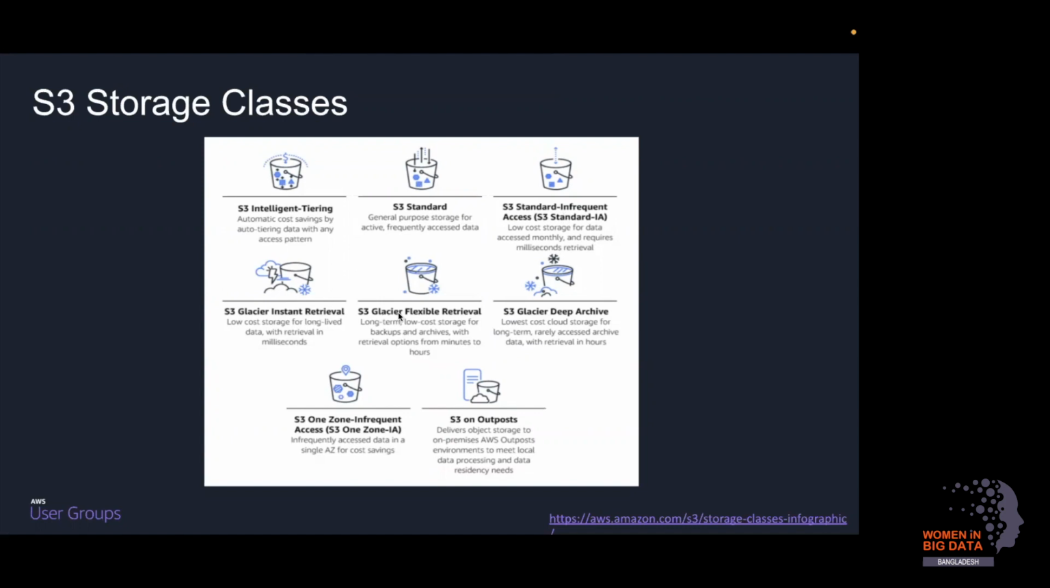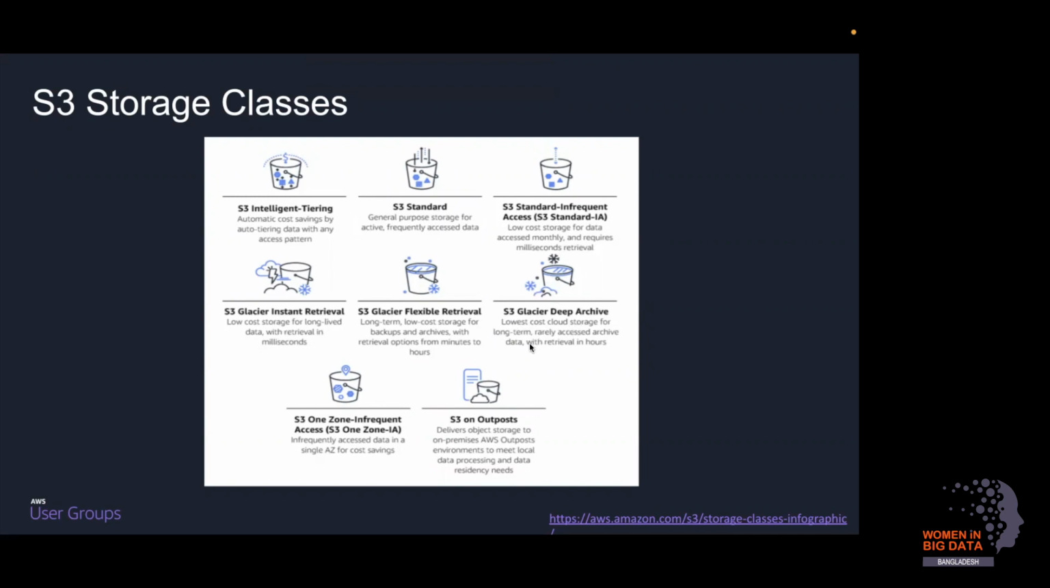You have Glacier, and these three are for archival. Whenever you see the word Glacier, understand this is meant for archival purposes. Then there are different terms: Instant Retrieval, Flexible Retrieval, and Deep Archive. The cost is also on the same lines. If I compare these three, the cost of this one is higher compared to this one, and this is the cheapest.